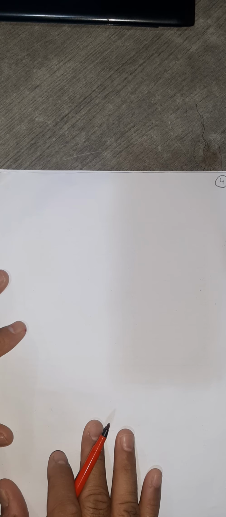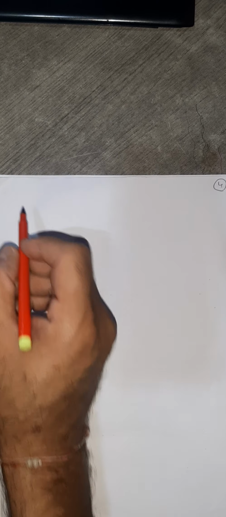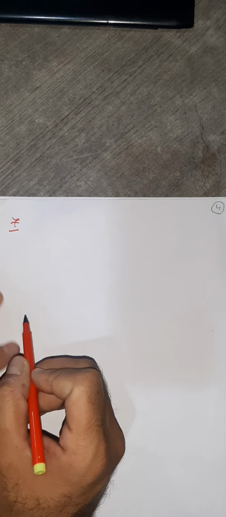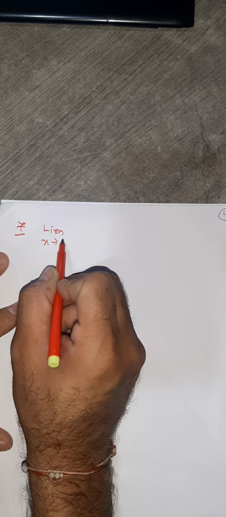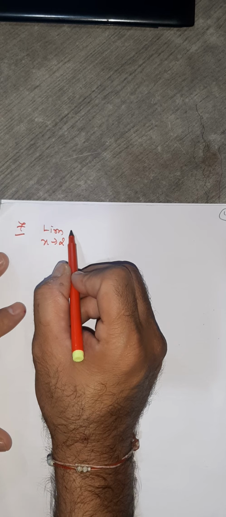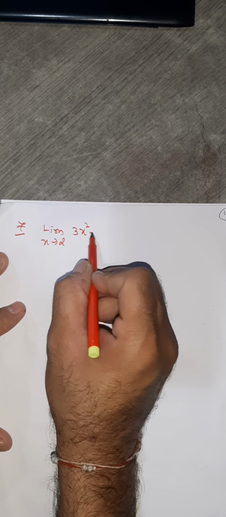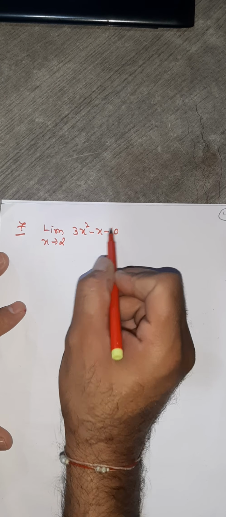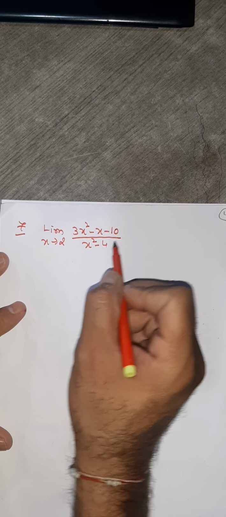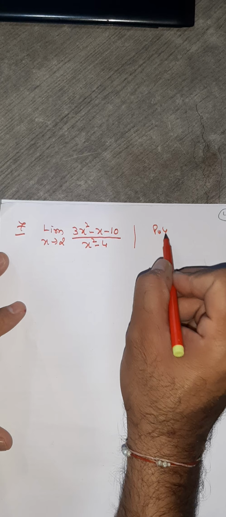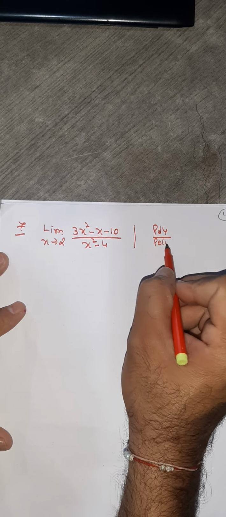Let's see the next question. Which number next? Question number 7. By writing the question, you must realize it is with standard form, remember. Limit x tends to 2, your 3x squared minus x minus 10 upon x squared minus 4. The numerator is a polynomial, in fact a quadratic. This is which form? Polynomial upon polynomial, or more precisely, quadratic upon quadratic.